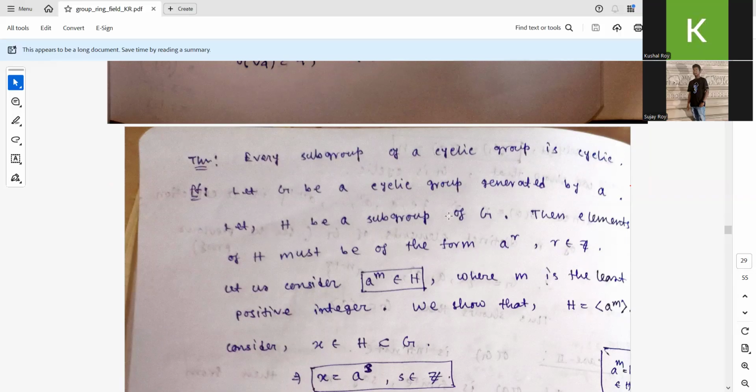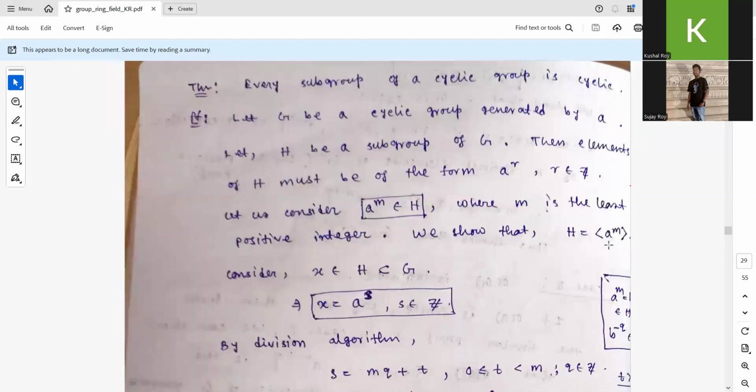So any element of G is of the form a to the power n. Since H is a subgroup of G, that means a subset of G, any element of H is of the form a to the power r. So let us choose a to the power m from H, where m is the least positive integer for which a to the power m belongs to H. We now show that H is generated by this element a to the power m.